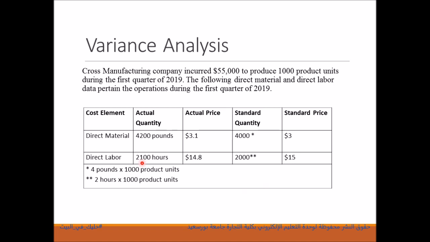2,100 hours are used to produce the 1,000 product units, and the rate per hour actually paid is $14.8. However, 2,000 hours should have been used to produce the 1,000 product units, not 2,100 hours, and this is according to standards, and the standard rate per hour is $15. We are required to conduct variance analysis.